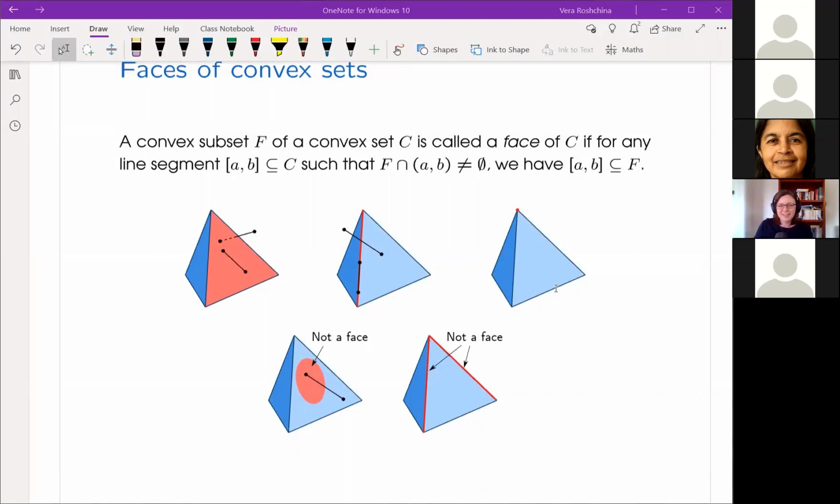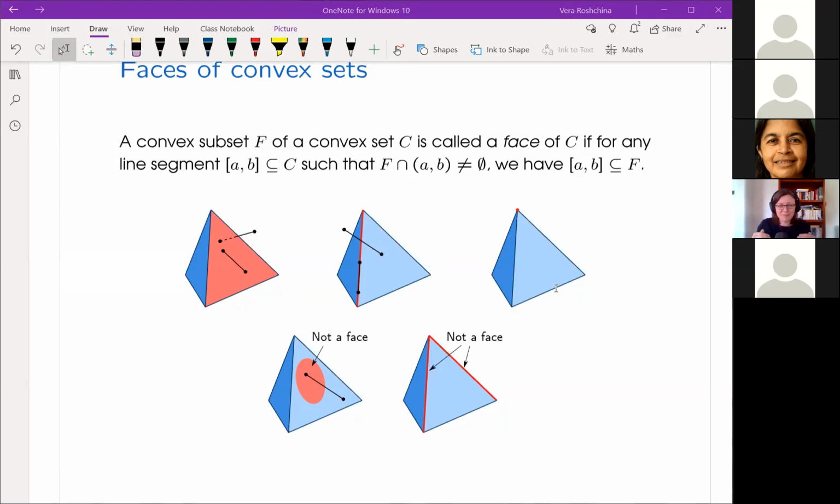And for a convex set, the definition of a face is sometimes maybe not that straightforward, right? But the definition itself is quite simple, and we'll see some examples of faces also. So a convex subset F of a convex set C is called a face of C if for any line segment in the big set C such that its interior point is in F, the whole segment is also in F.